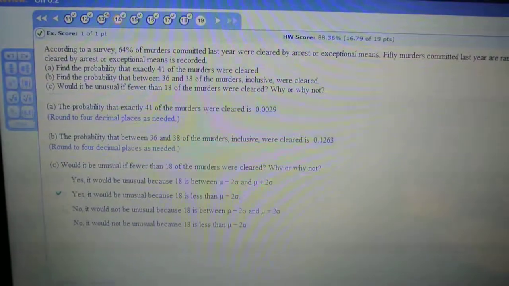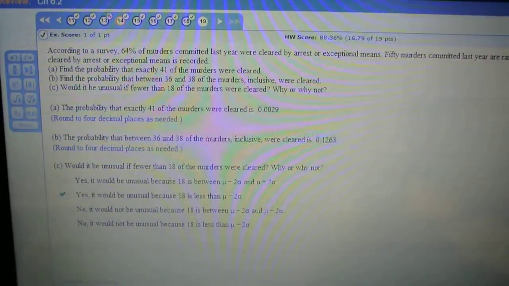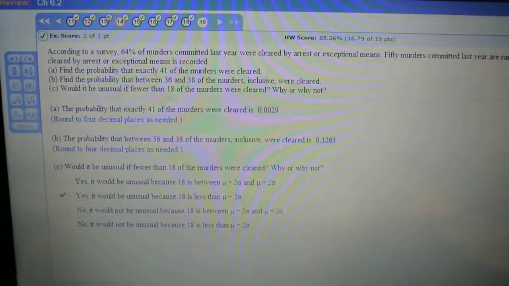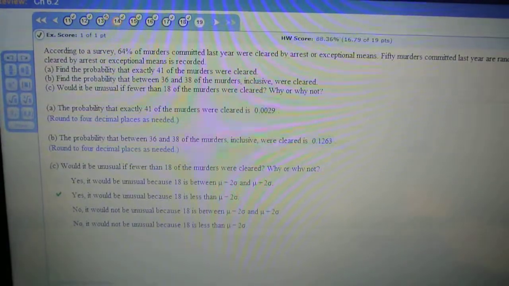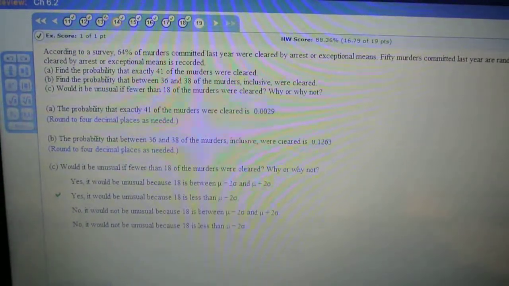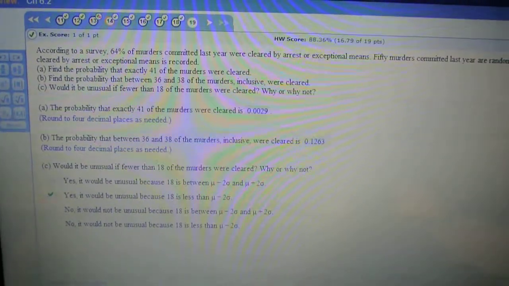In part A, we will find the probability that exactly 41 of the murders were cleared, and in part B, we will find the probability that between 36 and 38 of the murders inclusive were cleared. And in part C, we are asked, would it be unusual if fewer than 18 of the murders were cleared?